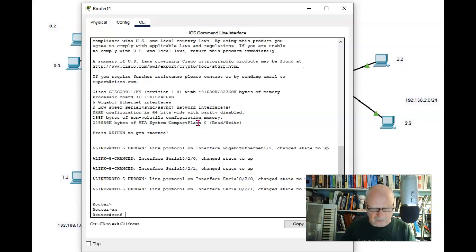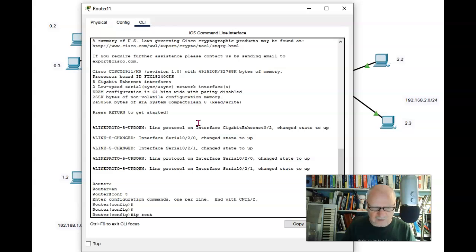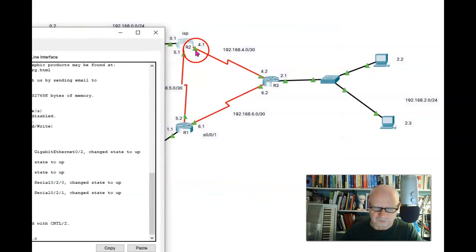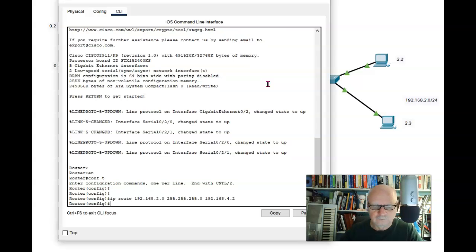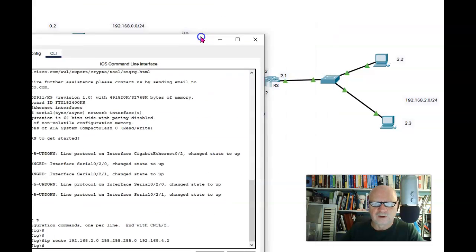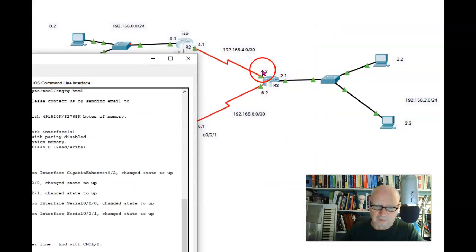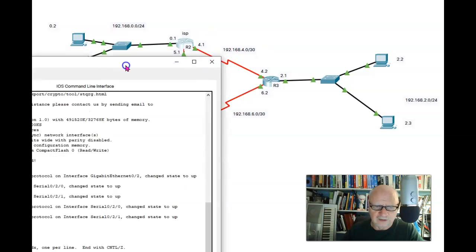Privileged exec mode, configure terminal, IP route 192.168.2.0 255.255.255.0, and it goes out of this interface. I'm not sure what that number is off the top of my head, so let's go ahead and just send it to 4.2. There we go. And it knows about 4.2 because it's connected to the 4.0 network, remember. Directly connected to that network.